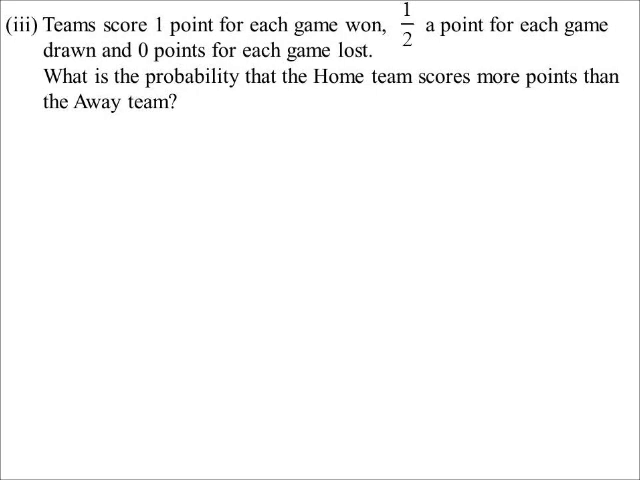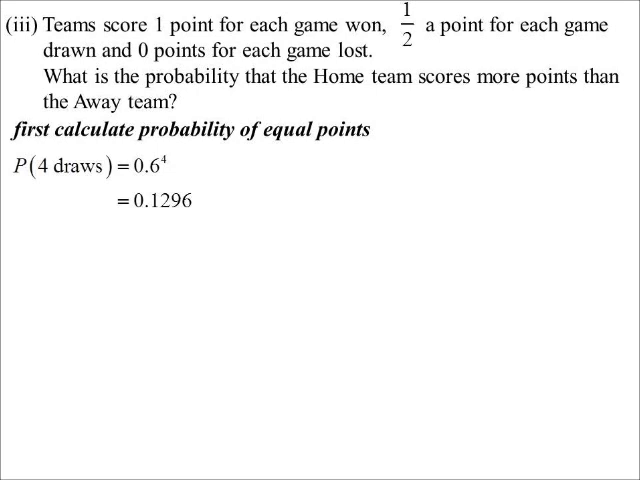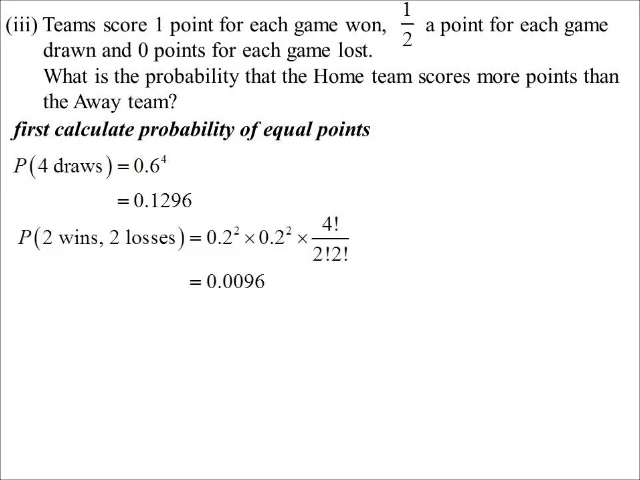Okay. The way I approached it is I said, well, first of all, I'm going to work out the probability of them actually getting the same number of points. Okay. So same number of points, how could they do it? Well, if we draw on all 4 boards, that would give them the same number of points. 2 wins, 2 losses. That would give us the same number.